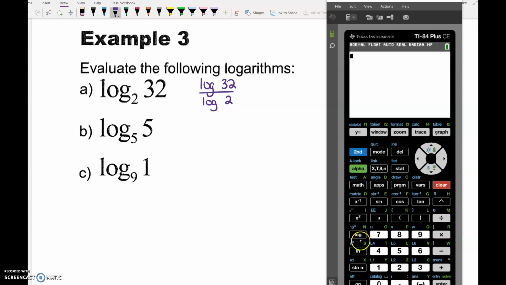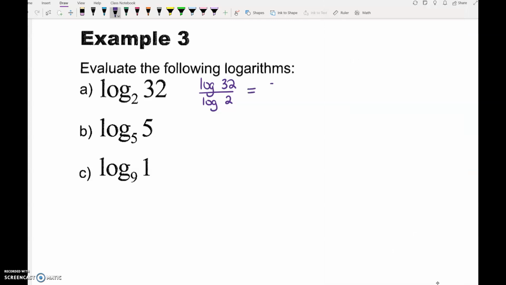I want to show you how it looks when you plug it into a calculator, because it is important to close your parentheses. So if you push log 32, you need to close your parentheses before you divide by log 2. And you should get 5 as your answer. So this is 5. This means that the log base 2 of 32 equals 5.